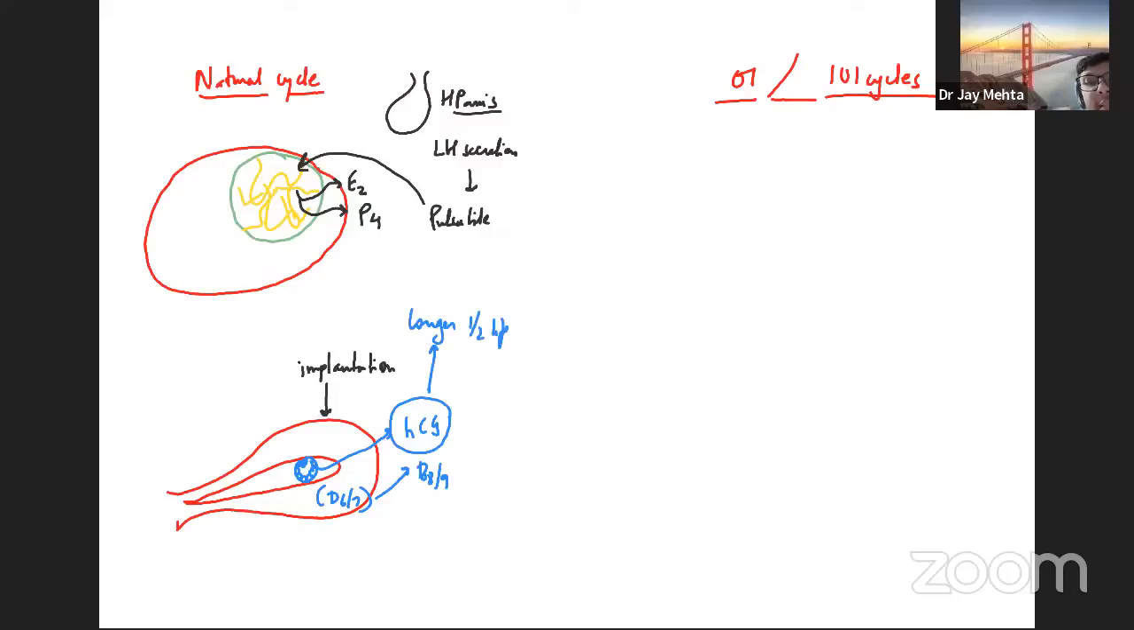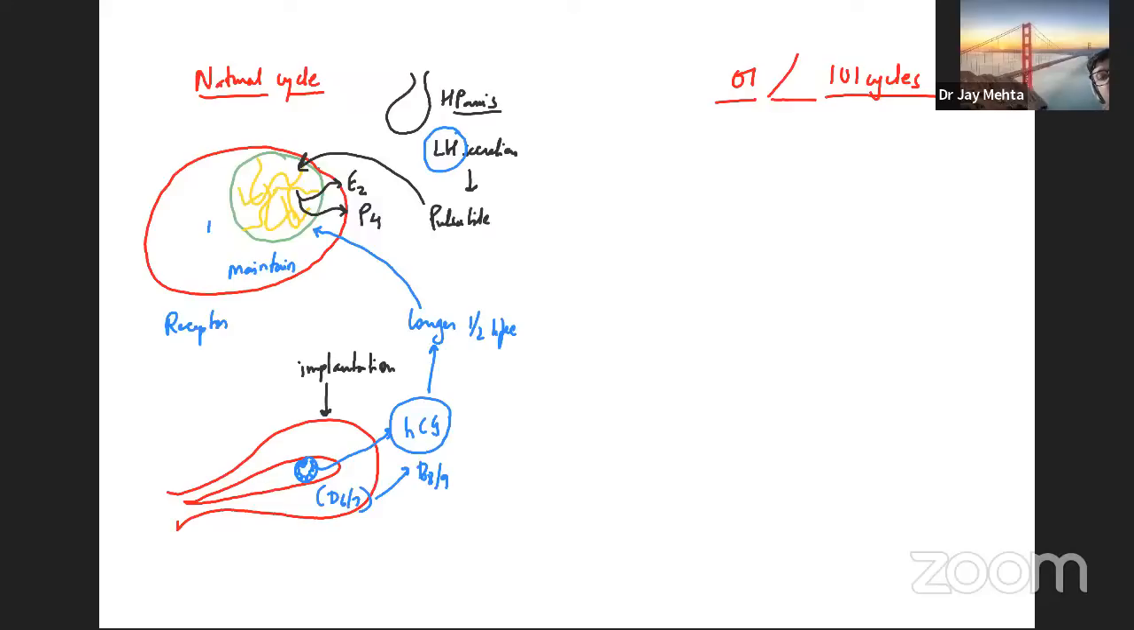As a result, beta HCG goes and acts on the corpus luteum receptors, maintaining the corpus luteum, because both LH and beta HCG share the same receptors. Their receptors are almost alike, as a result of which HCG is used as a surrogate for LH across the entire practice of fertility. Now, this is something which happens in a natural cycle.